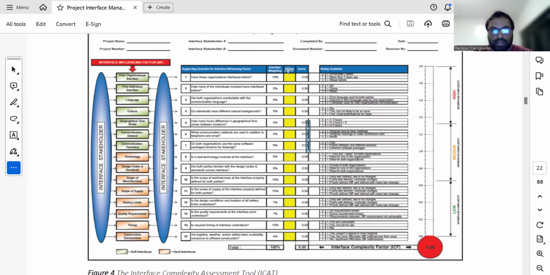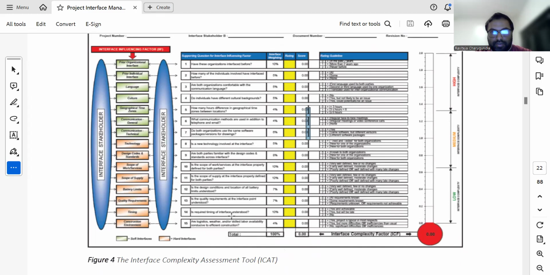For each question you give a rating. Out of two, how much are you going to rate? Here you can rate 0.5, 1, 1.5, 1.25, 1.7, 1.8. On the questionnaire, if you rate between 1 and 2, and by calculating you get an average. Let's say the average is 1.8 or something like that, then the interface of the project is classified as a high interface. If it is 1.2 or something like that, the interface is classified as a medium interface.